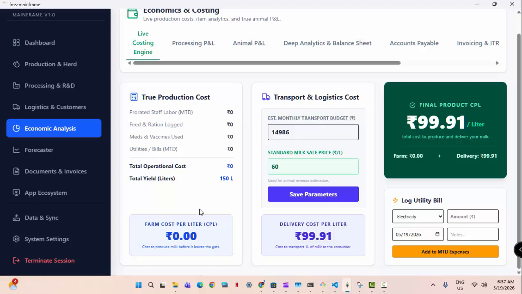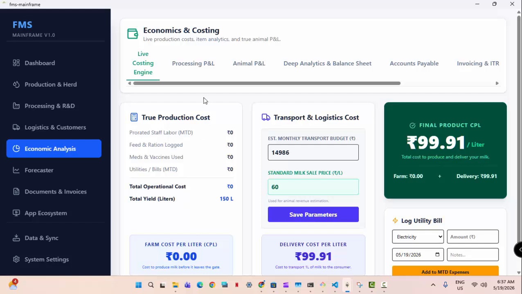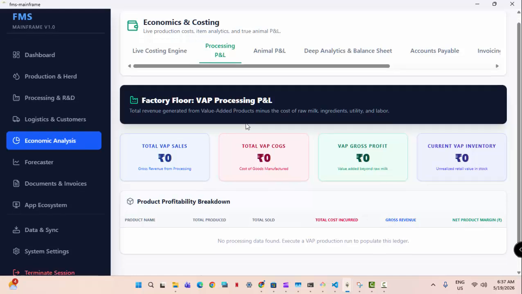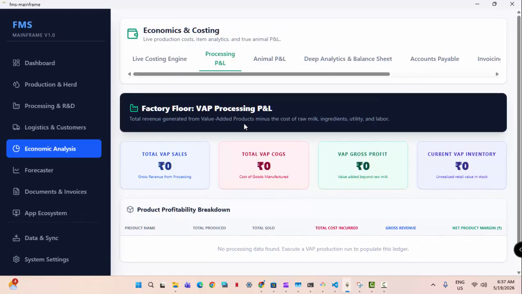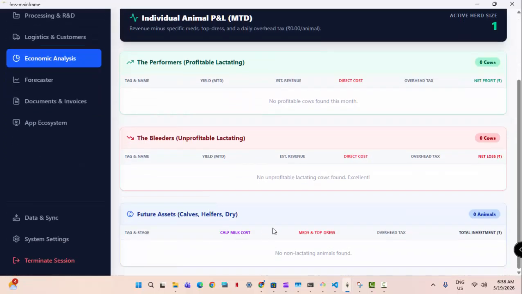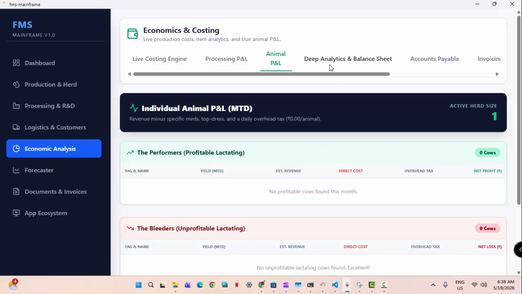So it's divided as true production cost and delivery cost per liter. It depends. We have not provided the whole data to our database. When we have processing P&L, we can see whether we're actually making some profit with the processing of milk products, or actually it's just turning into a loss. Then we have animal P&L, that is which are the top performers or which are the bleeders, and our future assets, that are calves and heifers.